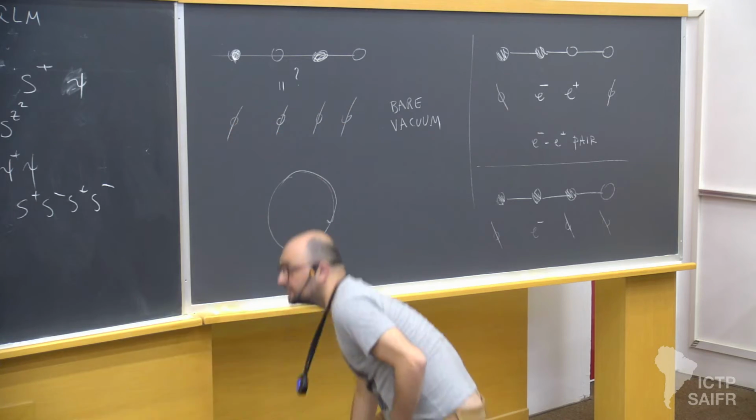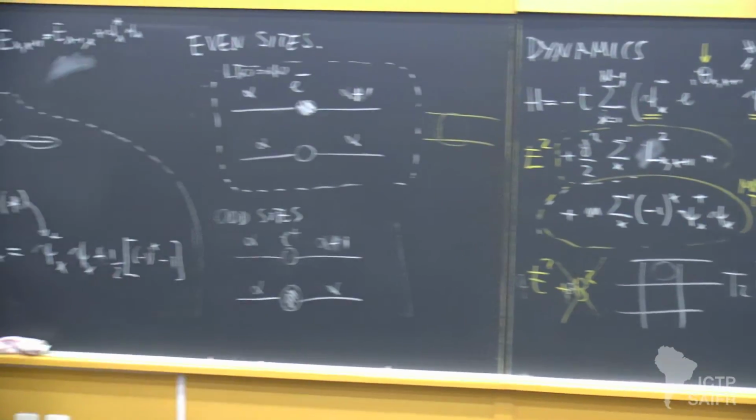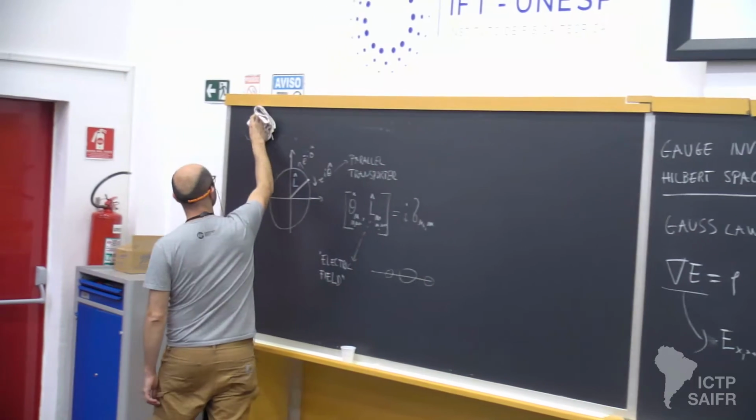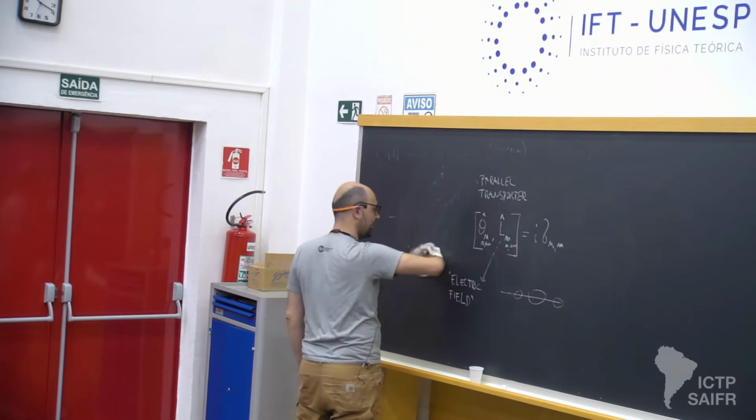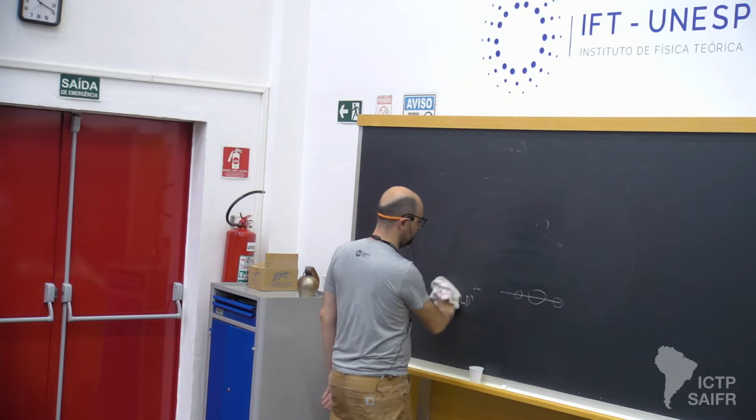Now, how do we realize these theories? I will now give you a brief review of the generic methods to realize a gauge theory, and then we will see one in detail.